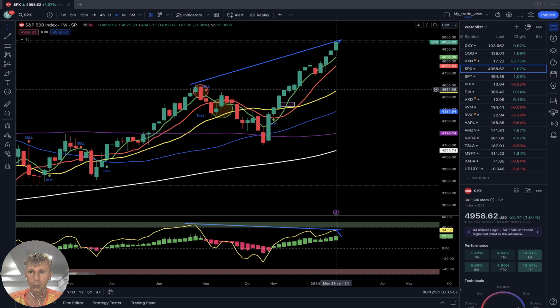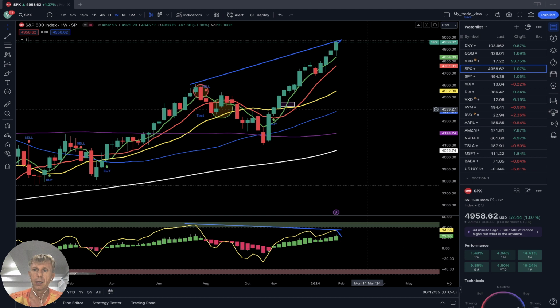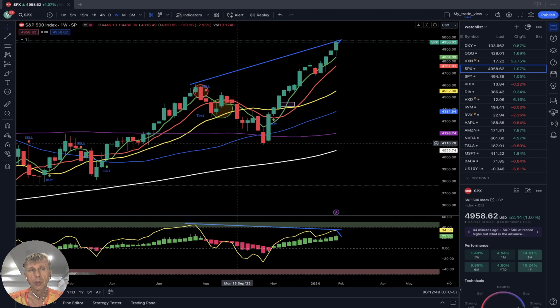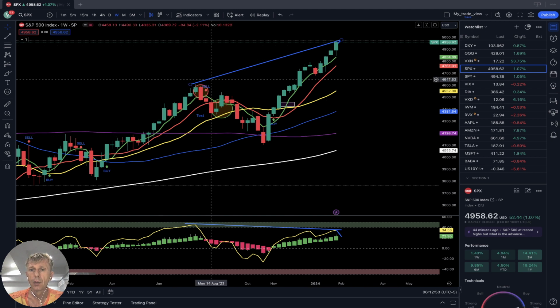Someday it will connect to 200. Yeah, it's very close to 5,000. I believe it will touch 5,000 and will do a correction. Bullish trend on the weekly time frame for S&P 500 with bearish divergences.